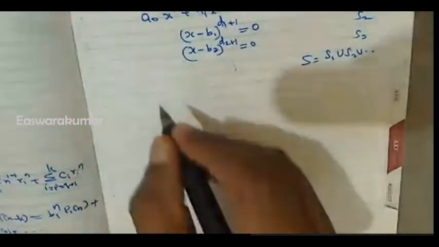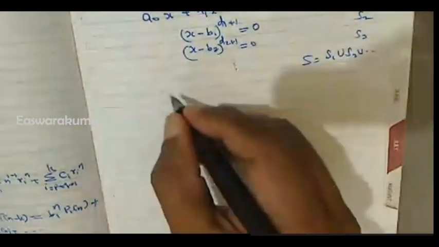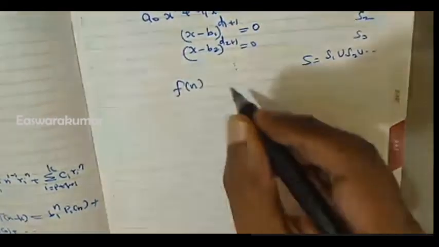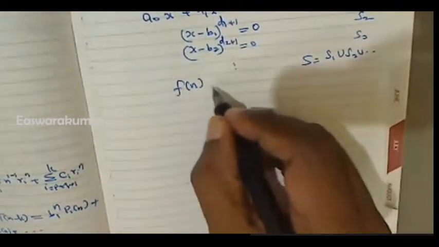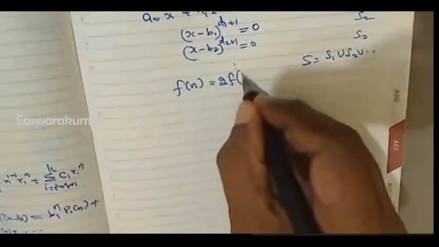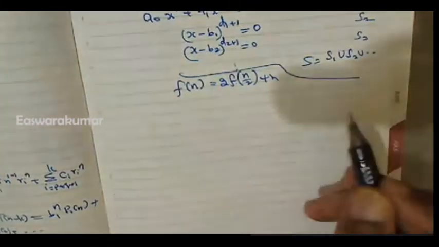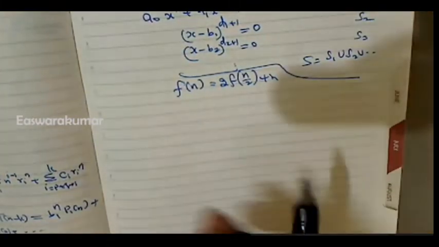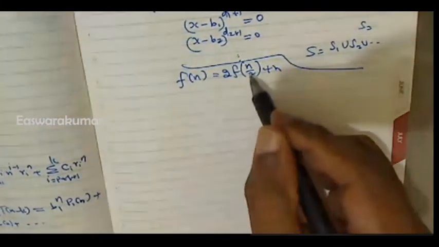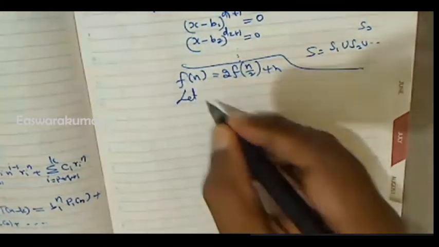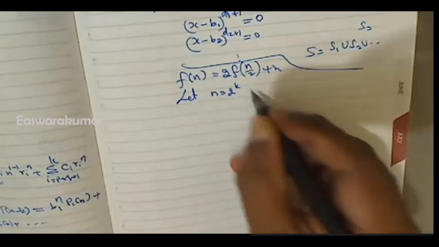Okay, now we can take an inhomogeneous recurrence equation. Already we have seen the complexity for merge sort. The recurrence function is like that: F of n is equal to 2 times f of n by 2 plus n. So this is the complexity for merge sort. Now to solve that, first of all we have to remove the fraction. Therefore, we are taking n is equal to 2 power k.